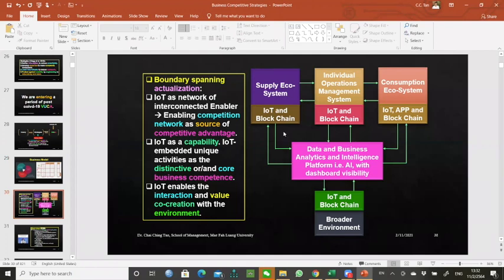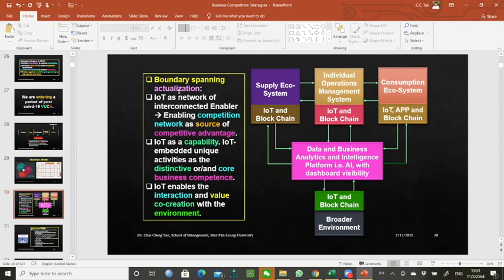So we are talking about the supply ecosystem, your individual operations management system, which is a node, and then the consumption ecosystem. So a node connects to all the supply side and to all the demand side. It is an input node to the process. So it's a neural network system, an artificial neural network. Eventually the whole world will be an artificial intelligence system, and all this data is consolidated through the cloud system. So the data, business analytics, and intelligence platform sit in the IoT cloud system, with IoT operation systems operating through blockchain security and cloud computing. That is the place where we can genuinely and unlimitedly expand our boundary.